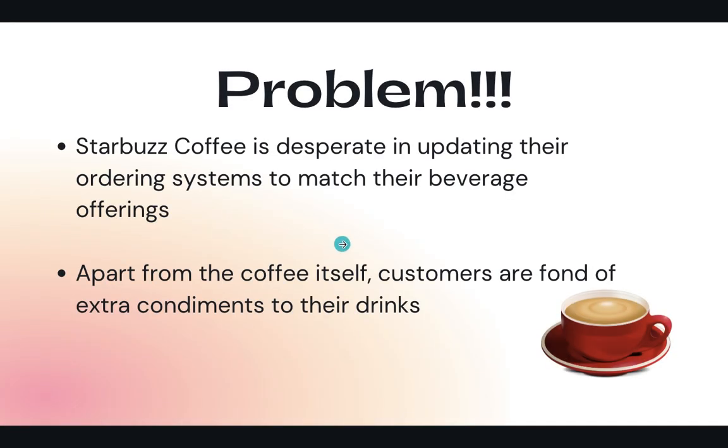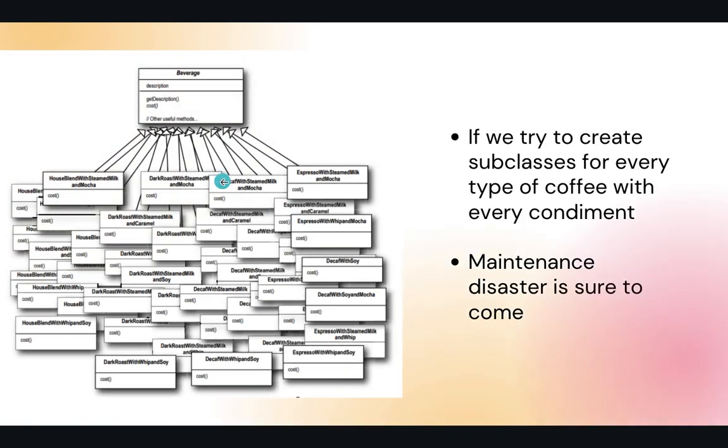Okay, here's the problem. A coffee shop in America called Starbucks is trying to make a system that can sell their beverages to customers with different types. But it's not only the coffee itself, it's also the condiments that customers want to order additionally to their drinks. It could be matcha, it could be additional milk, and so on. So, here's what this coffee shop implements in the beginning.